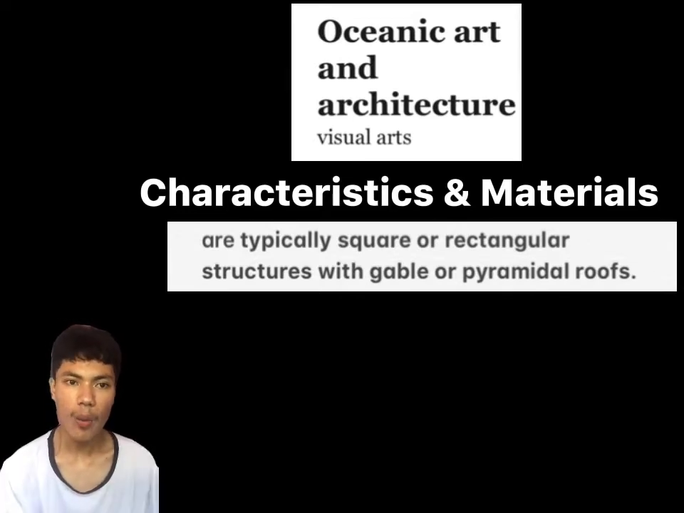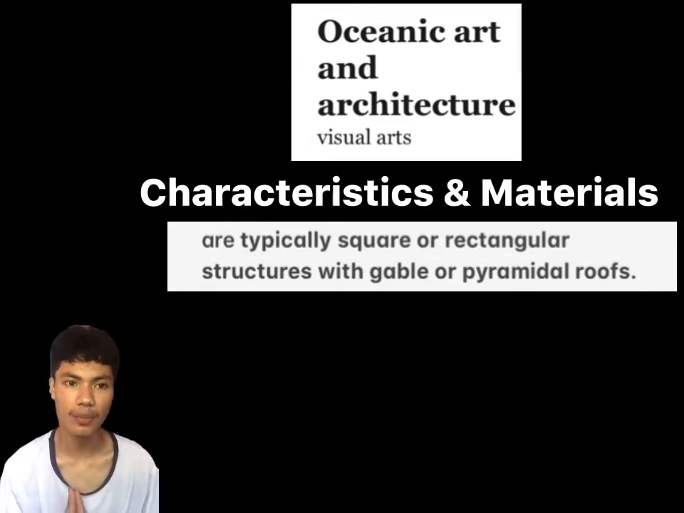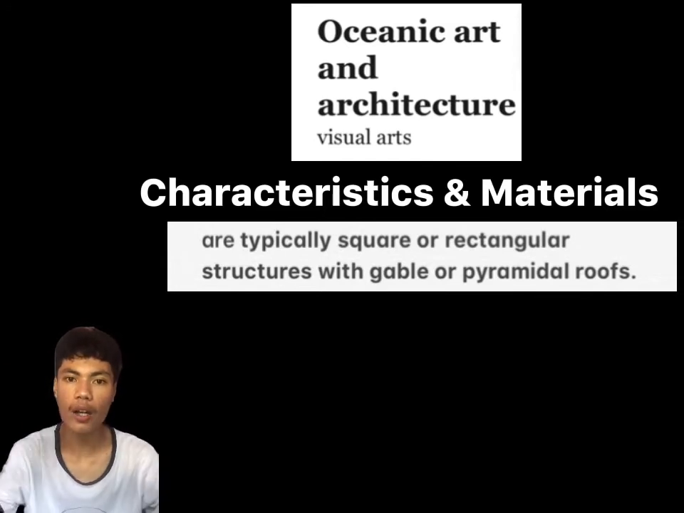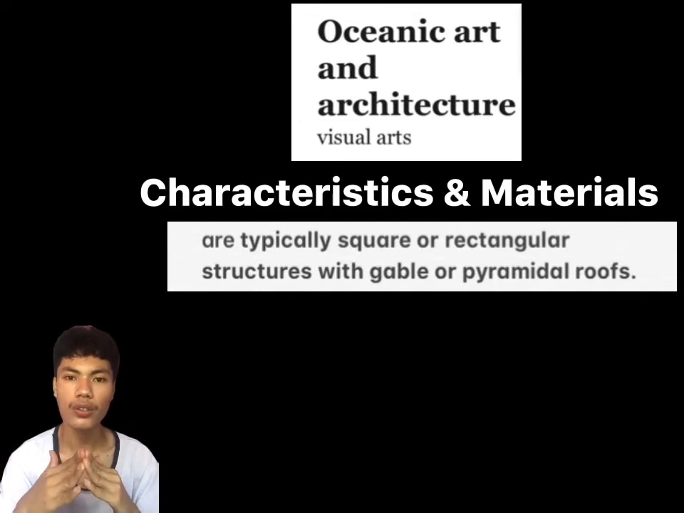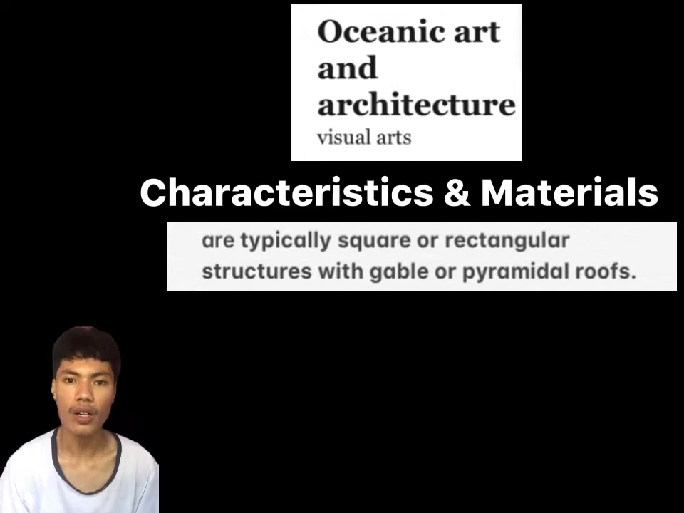Yung tinatawag nating Oceanian architectures ay kalimitang square and rectangular yung shape niya na merong bubong na pyramidal, kalimitang pyramid yung shape ng bubong ng sinasabing mga houses, storehouses, and meeting houses, which is the Oceanian architecture. As for the question of how Oceanian art is unique, it is because it is crafted for ritual purposes.